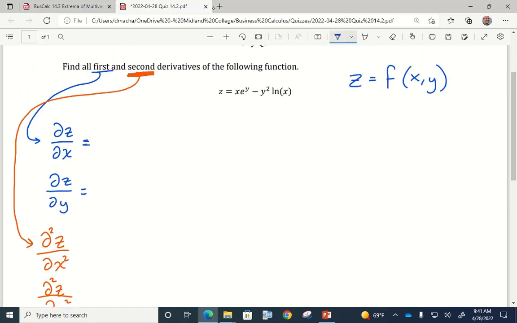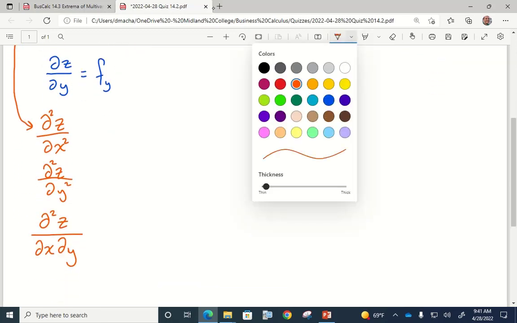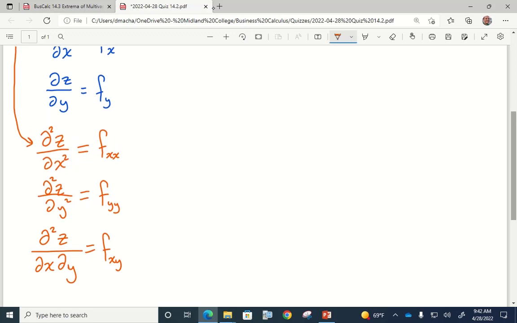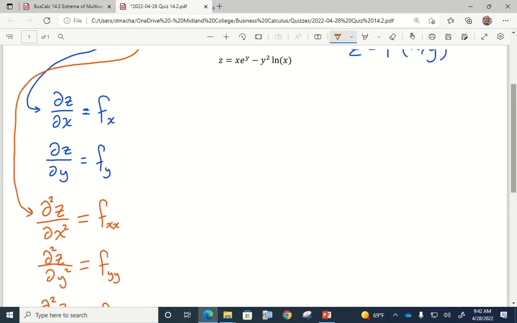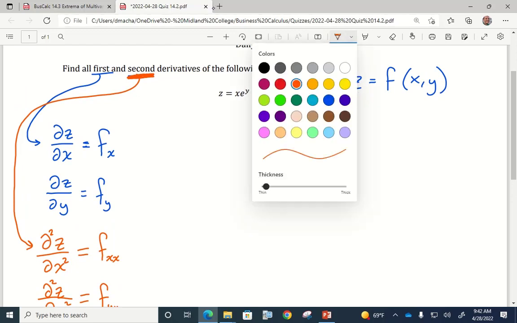Another way we could write this is with the little subscript, to talk about the first derivative with respect to x and y. And down here, we could write the little subscript with two x's for the second derivative with respect to x, the subscript with two little y's for the second derivative with respect to y, and again we could write it with a subscript xy for the mixed partial. But there's 5 derivatives that we're trying to find. Whenever I say find all first and second derivatives, it's referring to 5 different things.